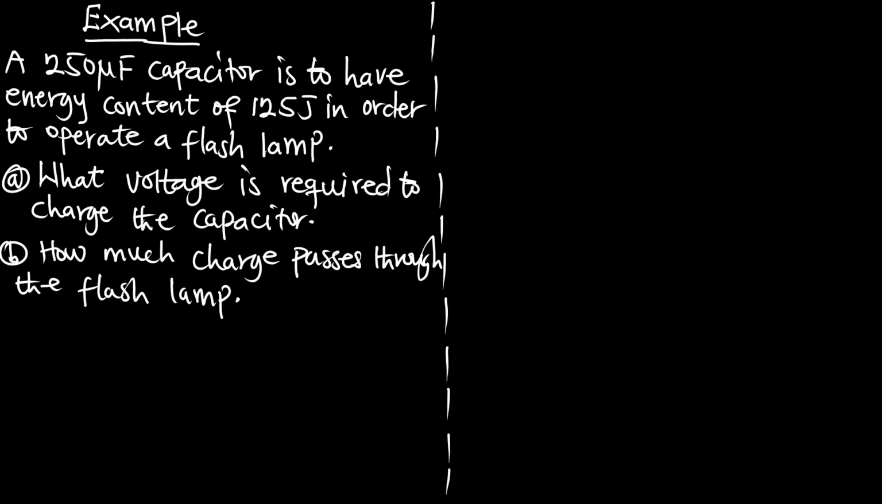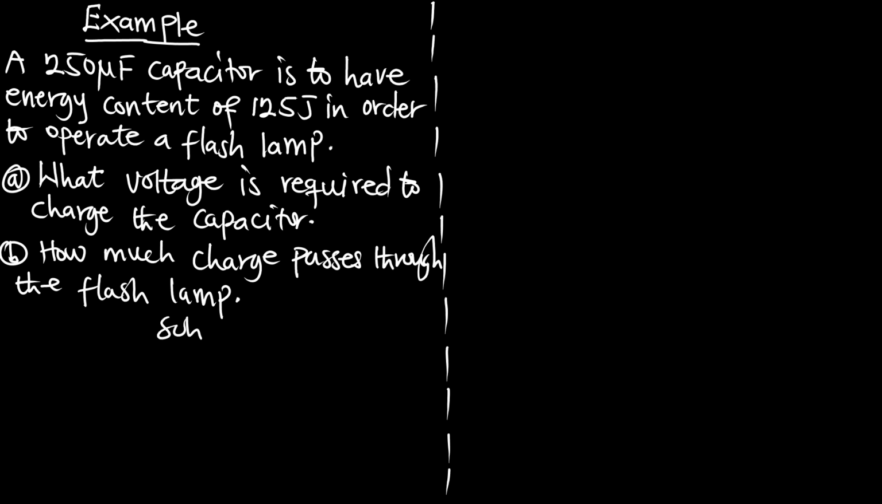A 250 microfarad capacitor is to have energy content of 125 joules in order to operate a flash lamp. Now, what voltage is required to charge the capacitor? And the B part says how much charge passes through the flash lamp.